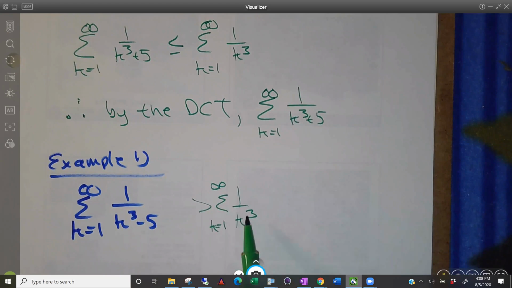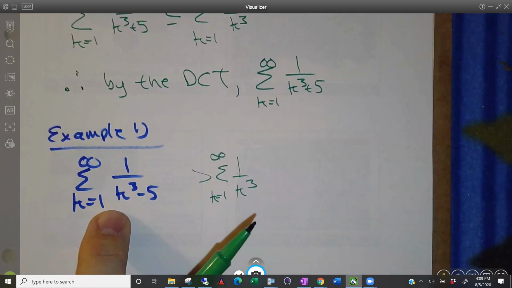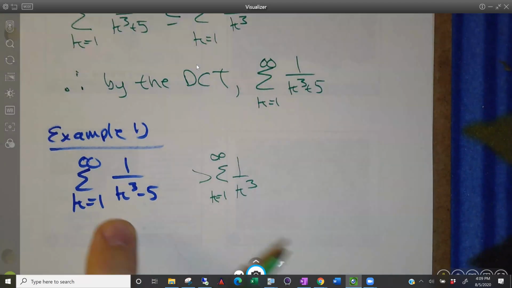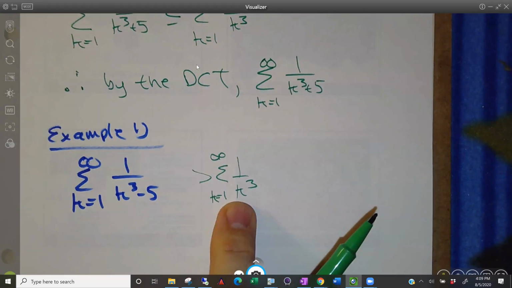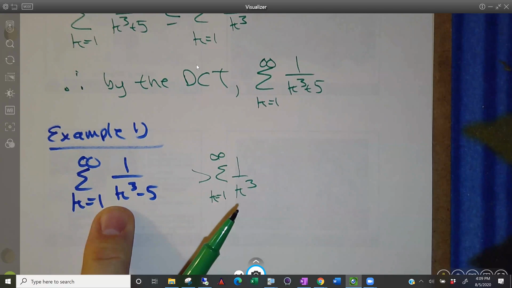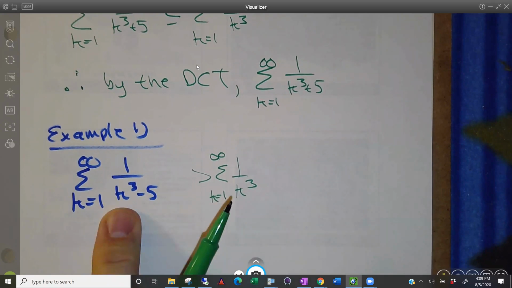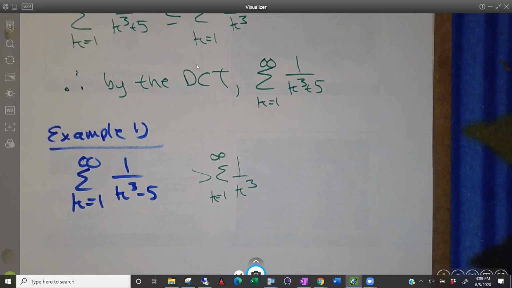Now, we don't know if this is finite or not. We just know that this is finite. It says nothing about this, and that's actually one of the problems in your WebAssign homework, saying something to the effect that, if this one's finite, do we know anything about this? And the answer is no, we don't. Just because this is finite, this can be finite or infinite. Don't know. So let's solve that mystery in the next video.